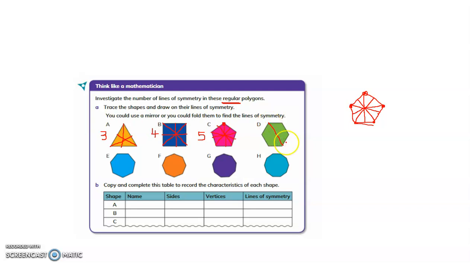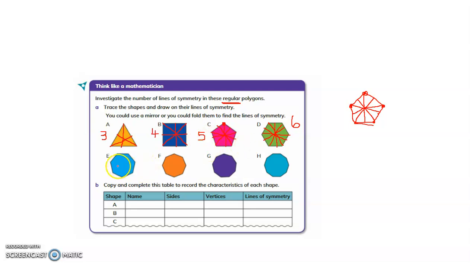Now, looking here, this is one line of symmetry. This is another line of symmetry. This is the third line of symmetry. That's not all, drawing to the middle is also symmetrical. So, a hexagon has 6 lines of symmetry. By now you would have understood how many lines of symmetry there are.